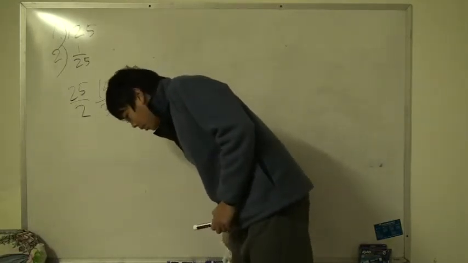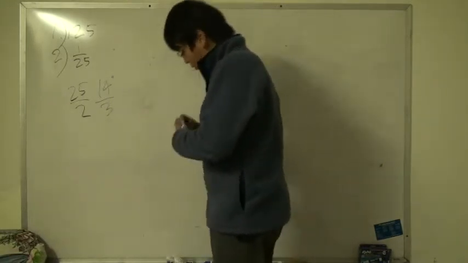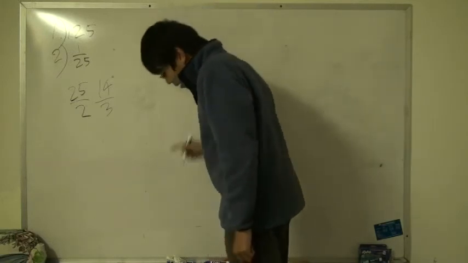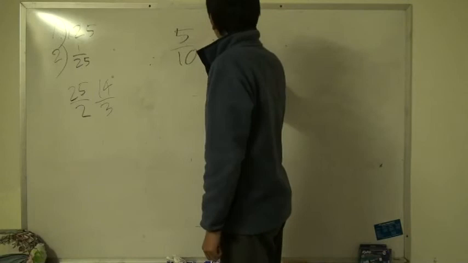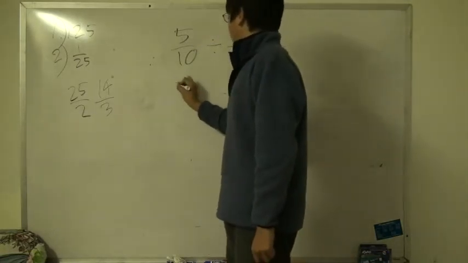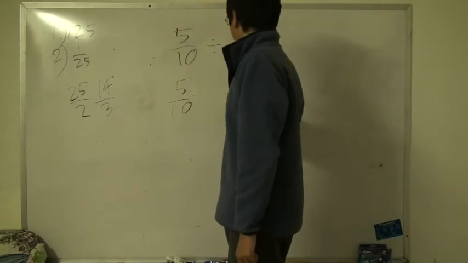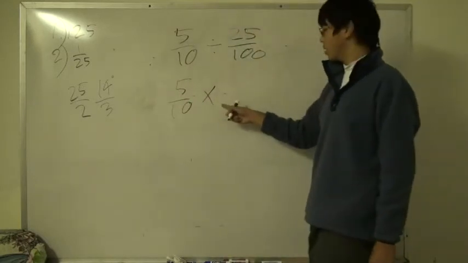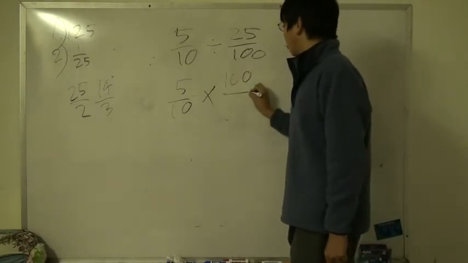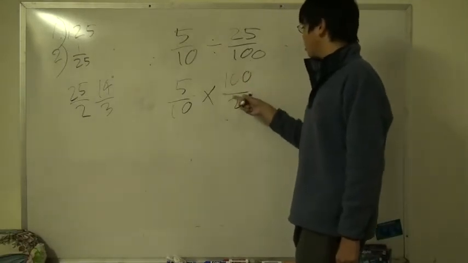Alright, I'm going to do one more. For number 4, we have 5 over 10 divided by 25 over 100. So 5 over 10, we just leave as is. For the reciprocal, we set up our multiplication sign, and 25 over 100 becomes 100 over 25 as the reciprocal.